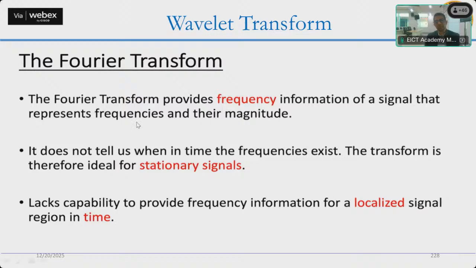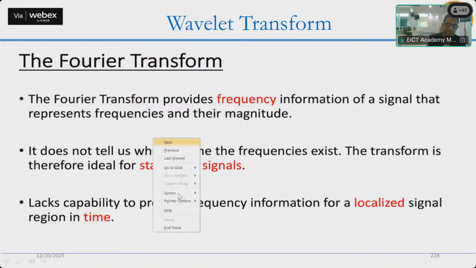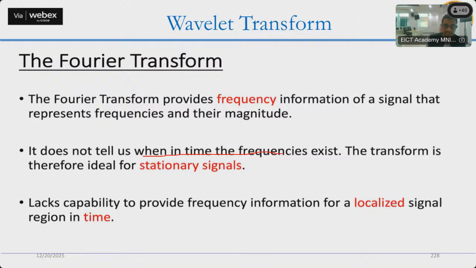As has been shown here, the Fourier transform provides frequency information of a signal, that is, the frequencies and their magnitude. It does not tell us when in time the frequency exists. As we have been saying, it is exactly the same thing. The transform is therefore ideal for a stationary signal. It lacks the capability to provide frequency information for a localized region in time.